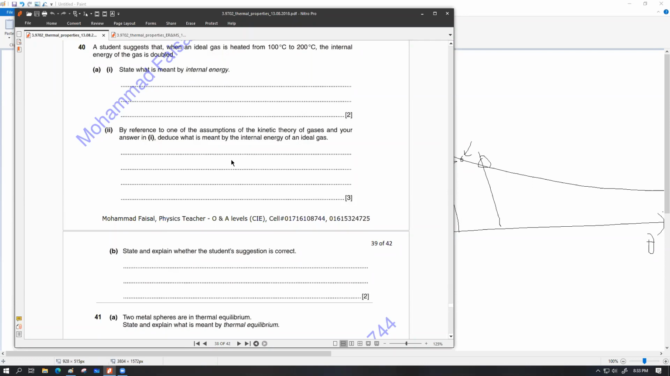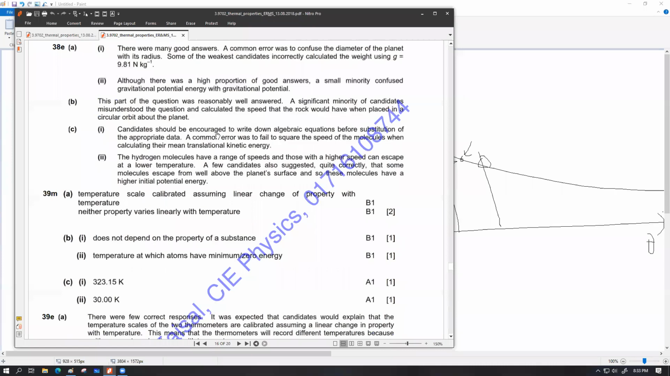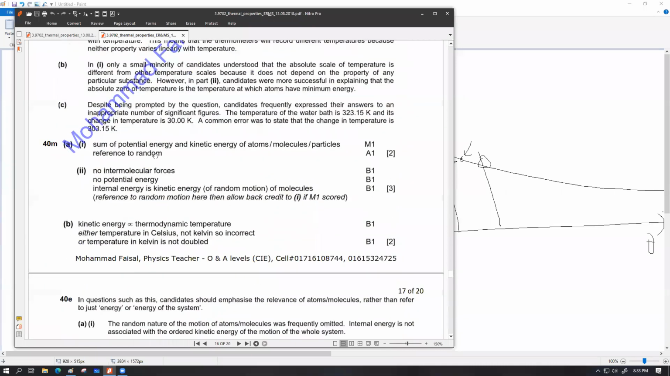বুঝাইছে? Kinetic energy is directly proportional to thermodynamic ওটার কি একটা derivation? কোনটা? First marking point, kinetic energy is directly proportional to thermodynamic temperature.